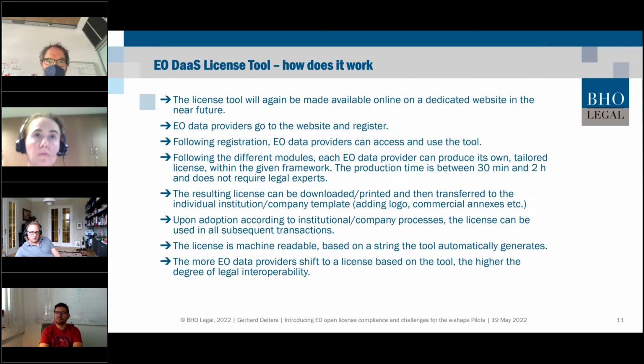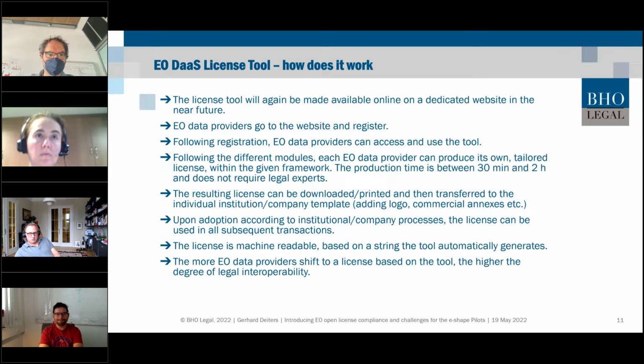You can make as many licenses as you want, and the production time, which we have measured a little bit, is between 30 minutes and 2 hours, and does not require legal experts. Although we are legal experts and, as a law firm, of course want to have mandates, we know that most startups and small companies in this ecosystem do not want to spend a lot of fees on legal experts and lawyers because they do not produce anything.